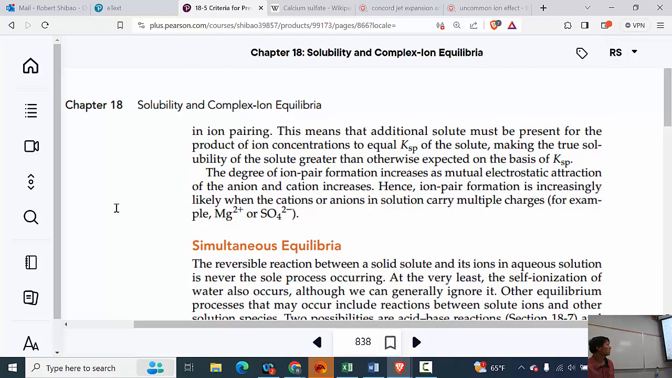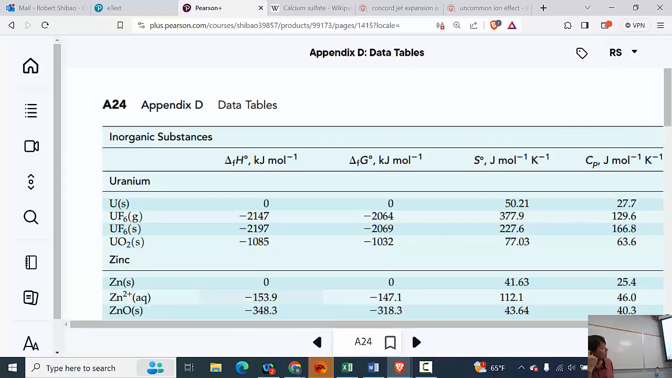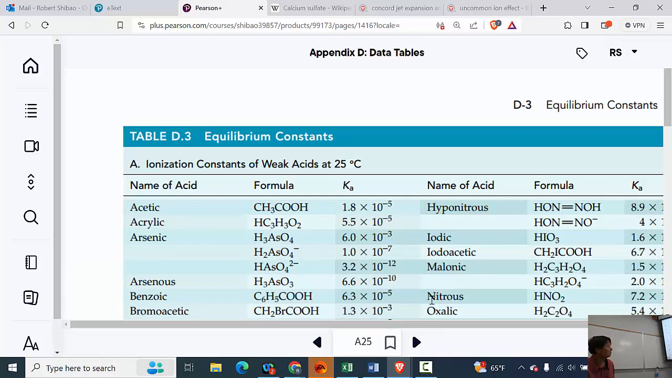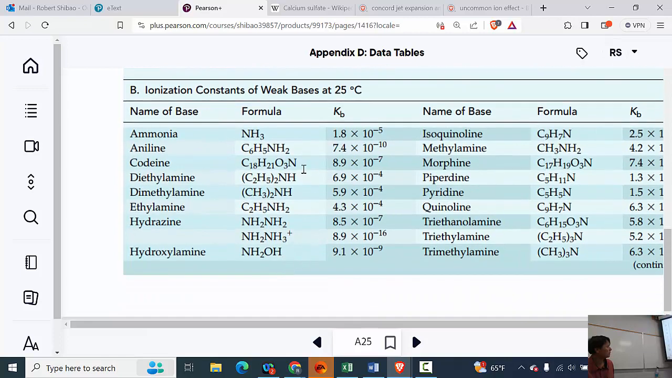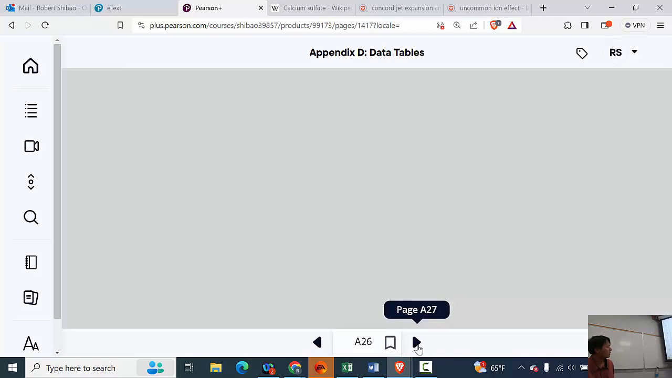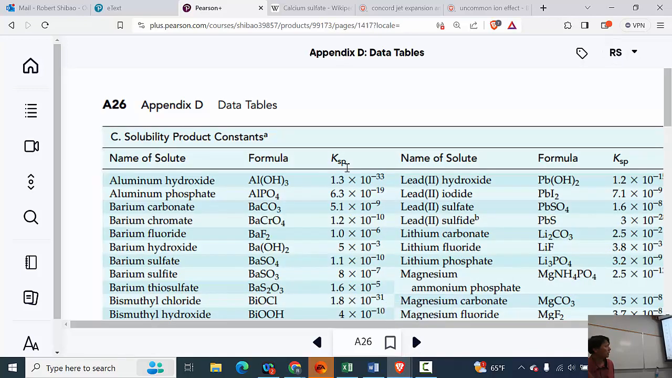All right, so let's go back to the table here. There's a better table in the appendix for Ksp, so let's take a look at that table. We have the Ka table in the appendix, the Kb table for the amines. And so Ka, Kb, and then what's next? The next table we encounter in Appendix D is the Ksp table.